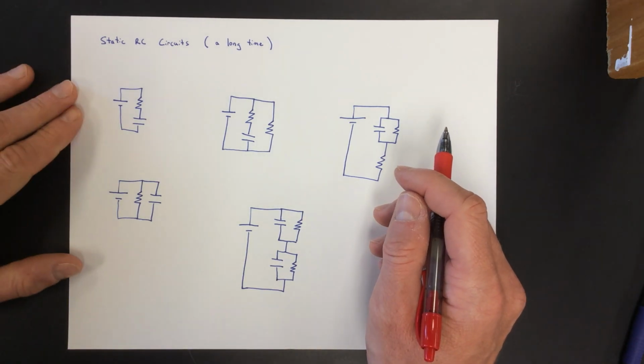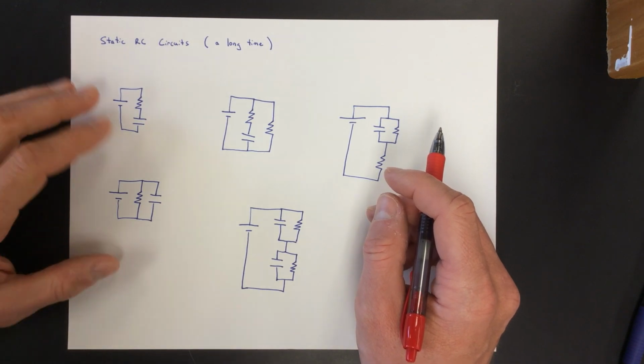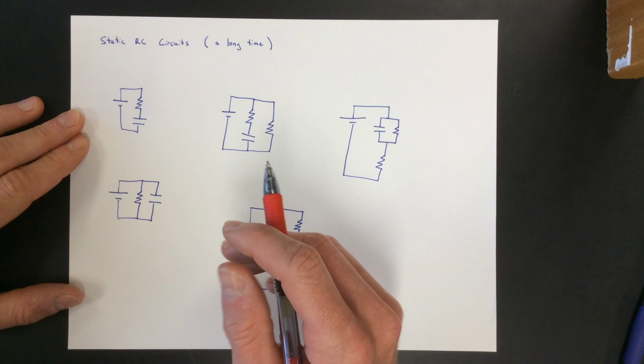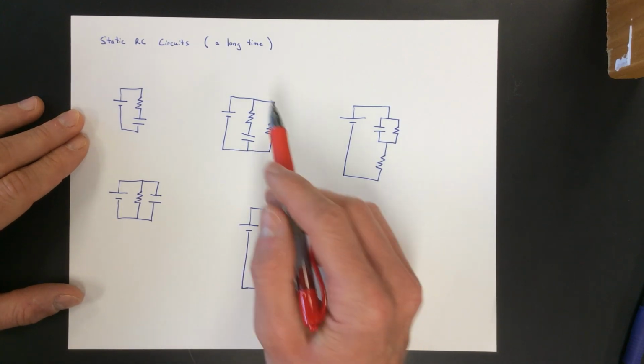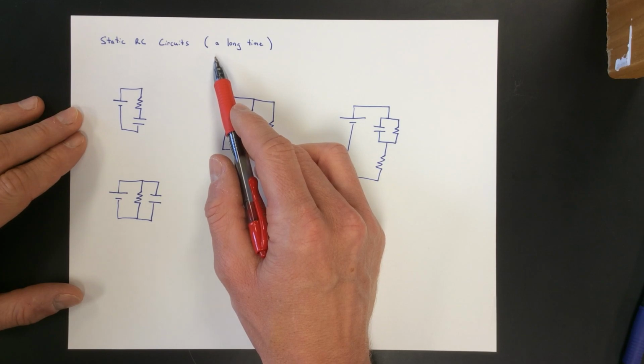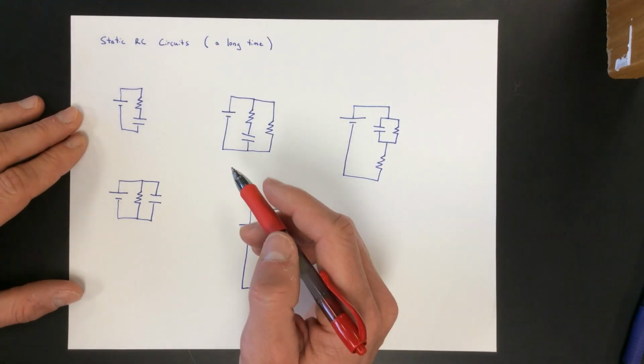Okay, I want to look at static RC circuits. So I'm not looking at charging the capacitor, and I'm not looking at discharging the capacitor. The circuits have been hooked up for a long time, and typically that's literally the word they'll use. They'll say this has been in a steady state, or this has been a long time, long enough that everything is charged.